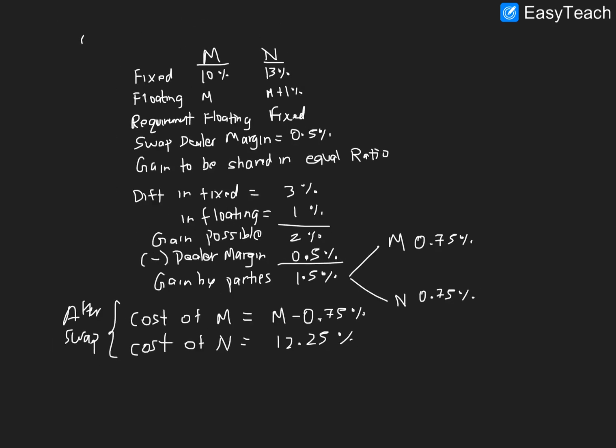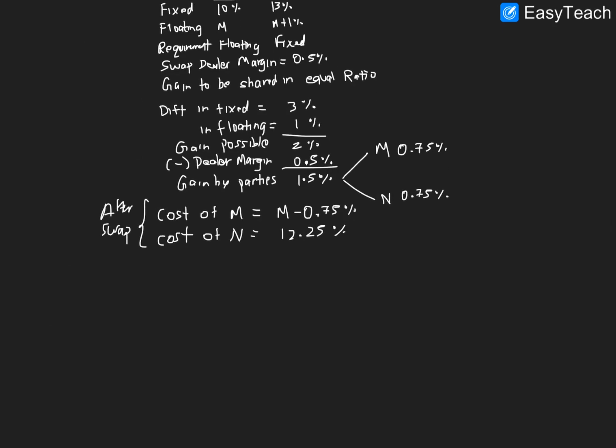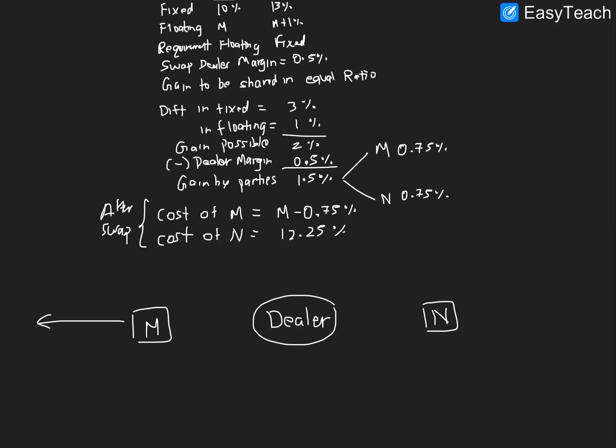So let's prepare the diagram for the swap. Here we say we have two parties, M and N, and there's a dealer in between. Now since M has a higher advantage in fixed rate, M is going to take a fixed rate loan, so he's going to pay outside 10%. N will be taking a floating rate, and that's going to pay MIBOR plus 1%.